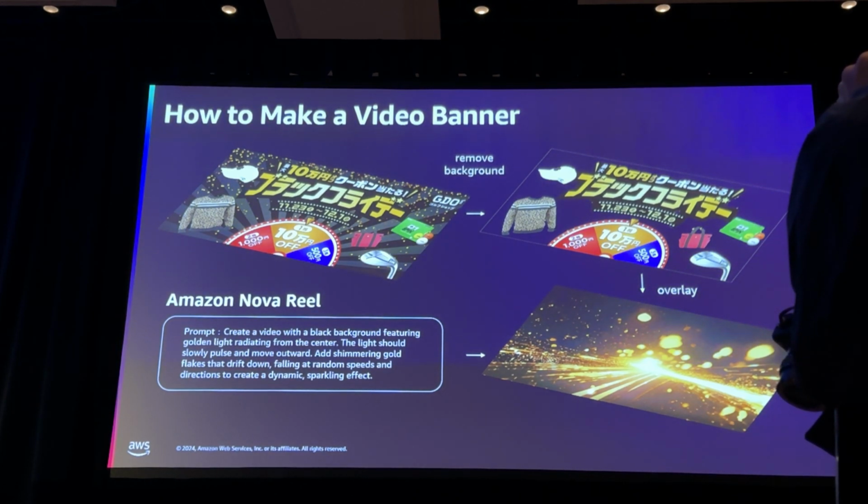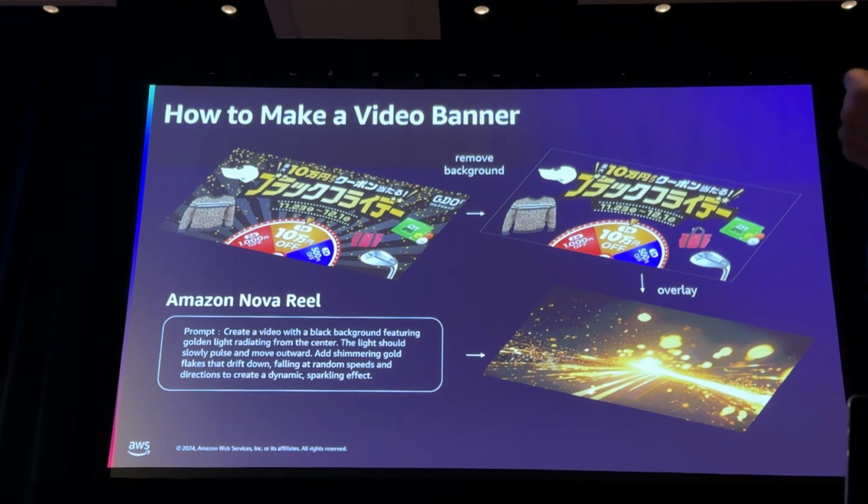Separately, we prepare the moving banner utilizing Amazon Nova Reel, and all we need to do is quite simple. Just input the prompt like, the radiation of the golden ray of the light from the center of the background, black background, like that. And then the third step is just overlay it. Simple, quite simple. And it took just 5 minutes. So compared to the traditional way of video production, it's much more effective.